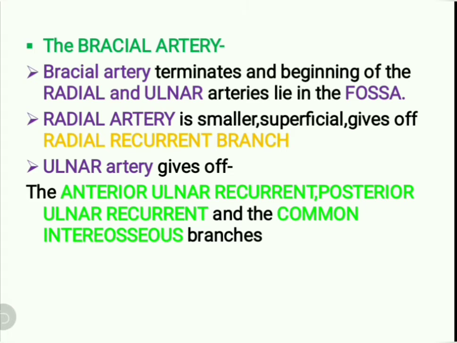So the brachial artery will terminate in the cubital fossa, and from there the radial and the ulnar arteries will arise. The radial artery will give the radial recurrent branch, and the ulnar artery will give off the anterior ulnar recurrent branch, posterior ulnar recurrent branch, and common interosseous branches.